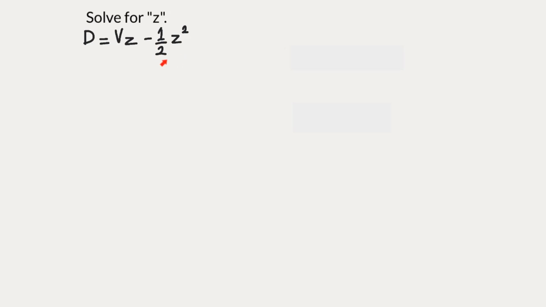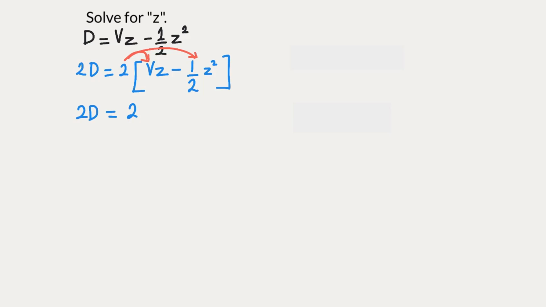We can get rid of the fraction in this equation by multiplying both sides of the equation by 2. 2d on the left hand side equals 2 times the quantity on the right hand side, which is vz minus half z square. We'll distribute 2 on the right hand side, 2 times vz and 2 times half z square. Left hand side is the same, 2d. 2 times vz is 2vz and 2 times half z square just gives us negative z square.